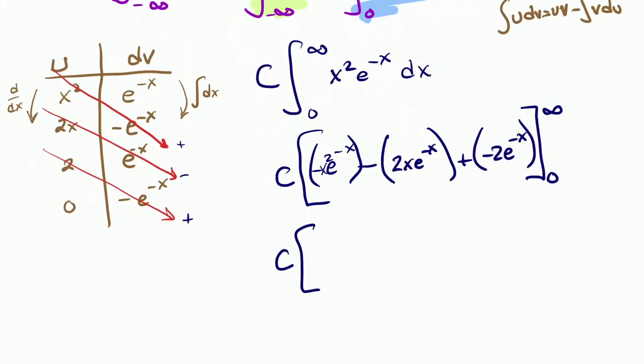When we plug 0 into all of this, I get, infinity first. Oh, do you mind if I don't write limit as b approaches infinity? You probably don't mind.